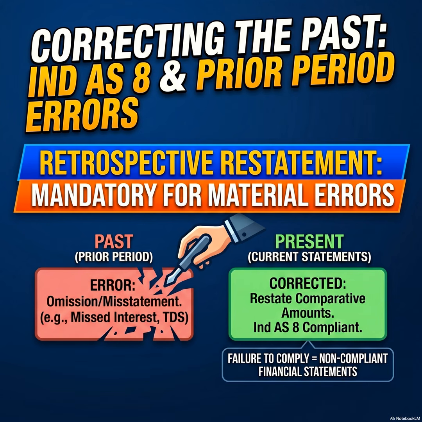And the standard also mandates severe transparency regarding this whole process. You can't just quietly change the numbers and hope nobody asks why the comparatives don't match last year's PDF. Right, they have to disclose it. Heavy disclosure. The entity must include a detailed note disclosing the specific nature of the prior period error.